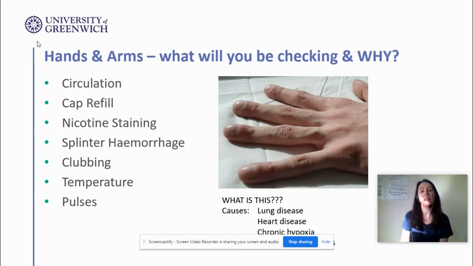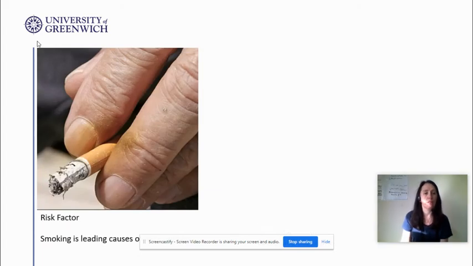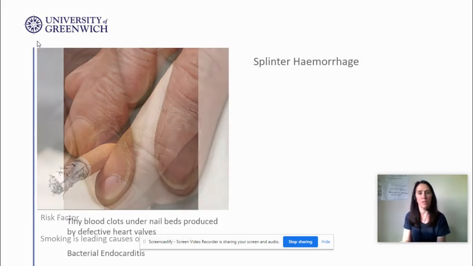Okay, so clubbing, not only is it hypoxia and respiratory disease, it's also heart disease. Obviously, nicotine staining is a huge risk factor for cardiovascular diseases and myocardial infarctions. So we're asking the patient, not just are you a smoker, but how many do you smoke? How long have you smoked for? When did you start? How many do you smoke a day? How many do you really smoke a day? Long-term use of nicotine and tobacco is going to lead to increased risk of heart disease.